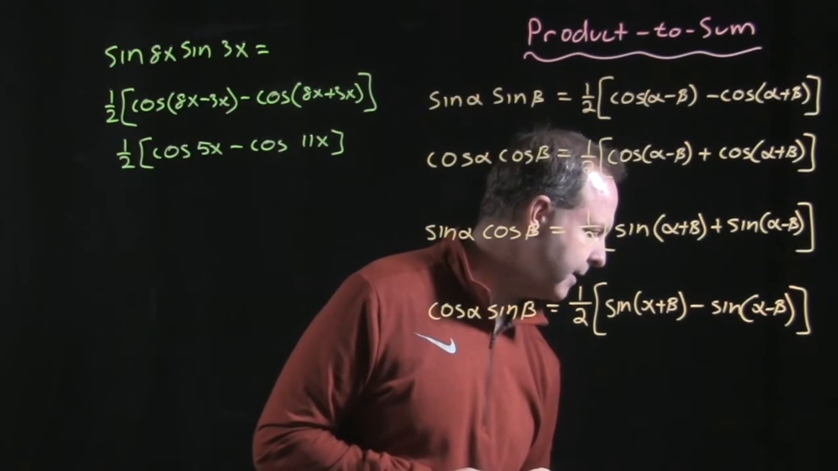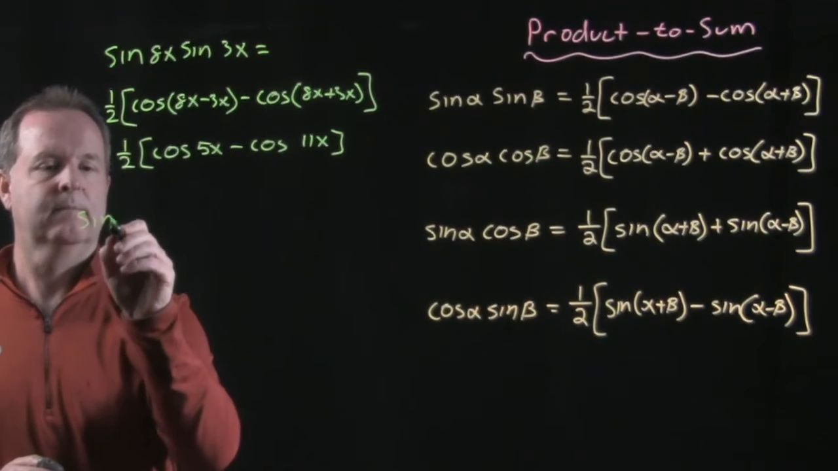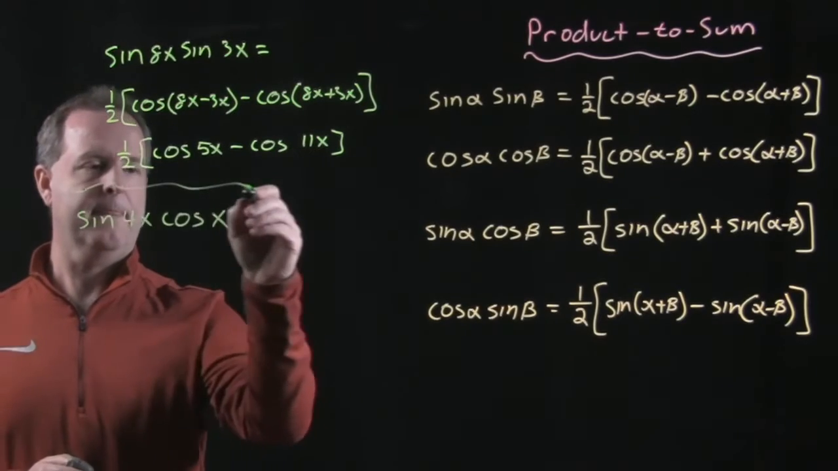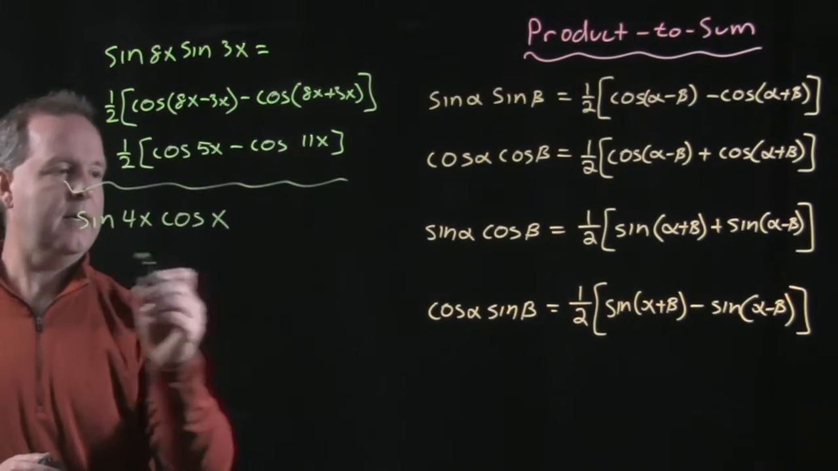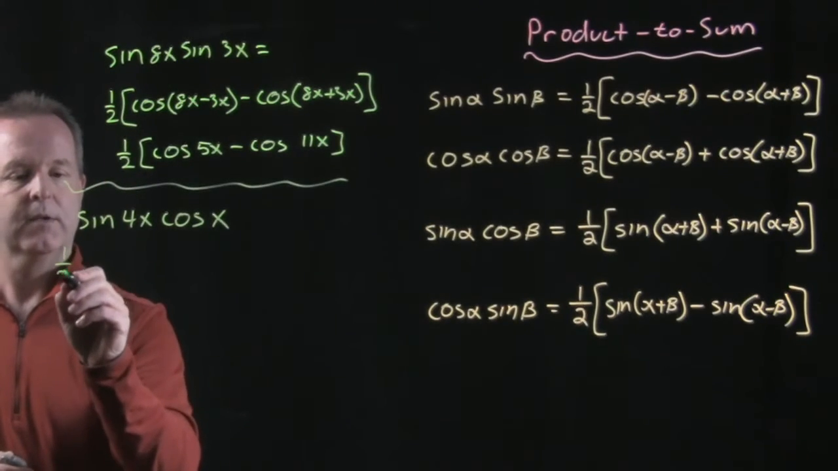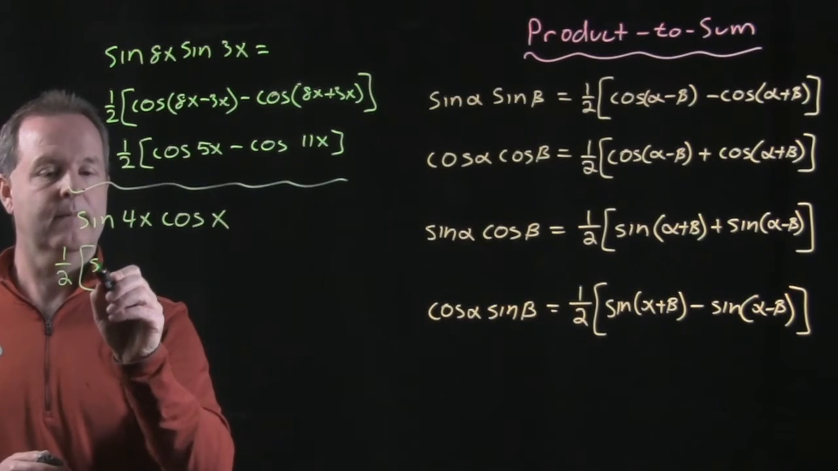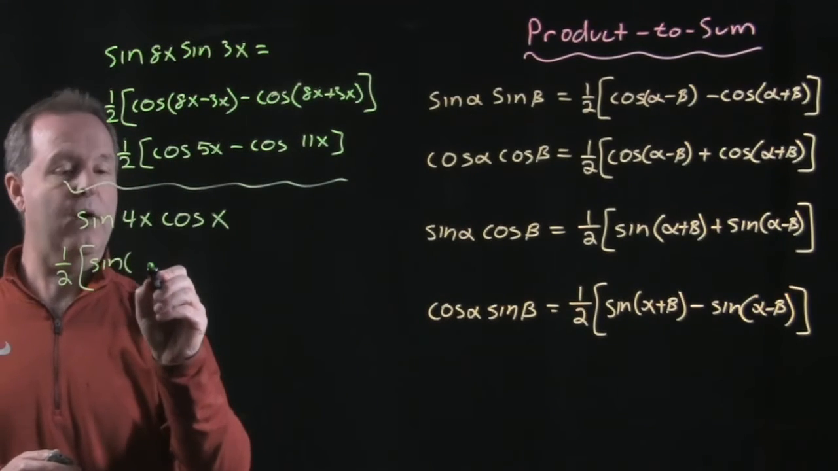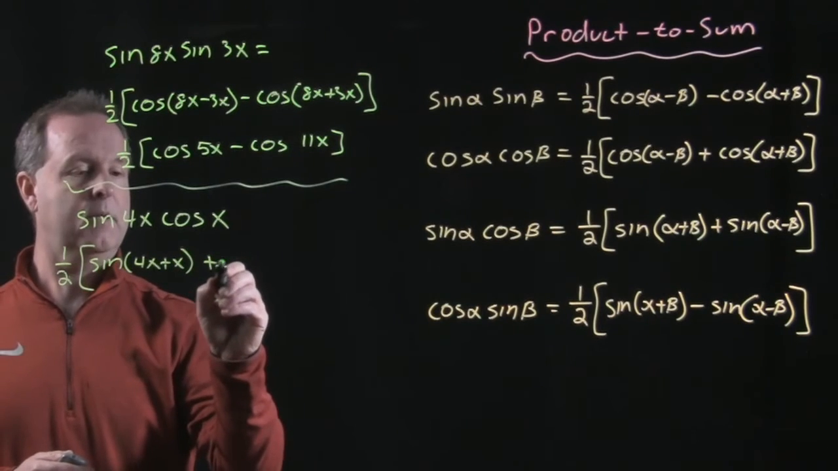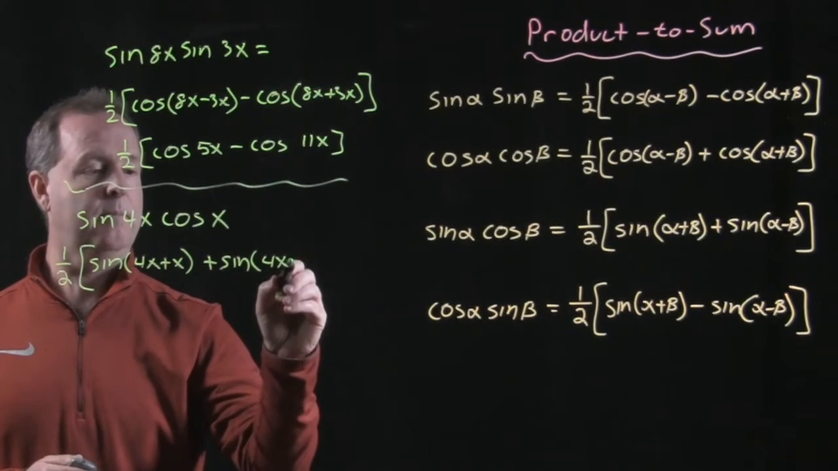Another one that I want to look at is sine of 4x times the cosine of x. Again, just another example right here. That follows with one that, how about I lined it up right next to it? So 1/2 tells me sine of my alpha plus my beta plus the sine of my alpha minus my beta.